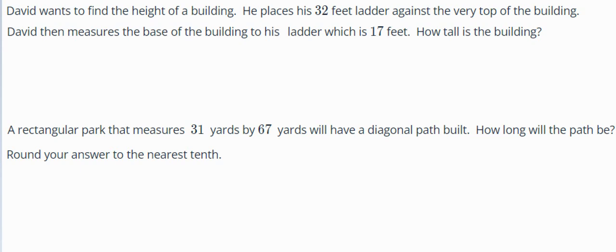So the first one says David wants to find the height of a building. He places a 32-foot ladder against the very top of the building. And then David measures the base of the building to his ladder, which is 17 feet. How tall is the building?